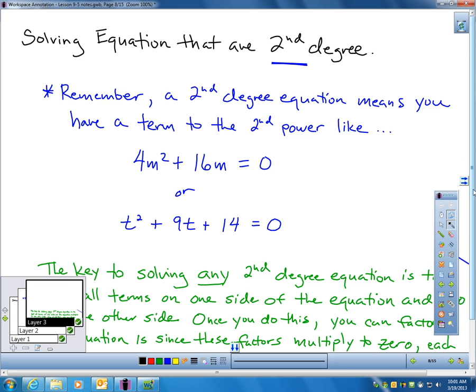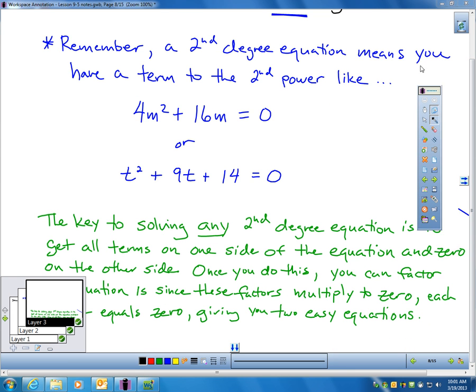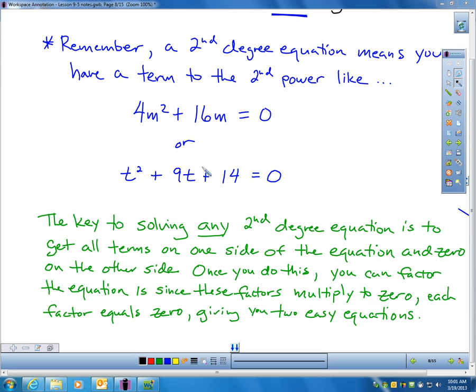So the key to solving any second degree equation, there's always a pattern to this. If you ever have a second degree equation, you want to always get all terms on one side and have 0 on the other side of the equation, like I have set up here. Every term on one side except for 0. Once you do this, you can factor the equation, and since these factors multiply out to 0, one of these factors would equal 0, giving you 2 easy equations to solve. So each factor you can solve for 0.